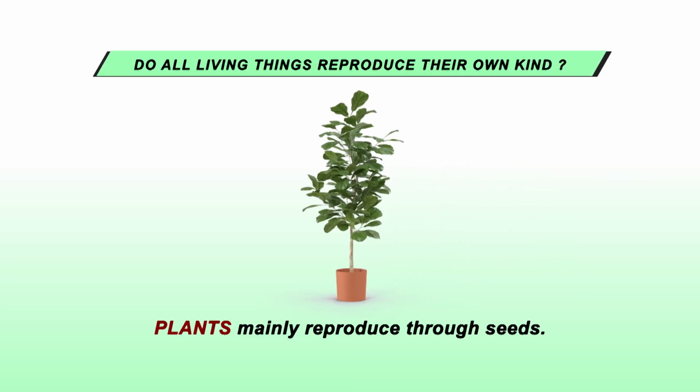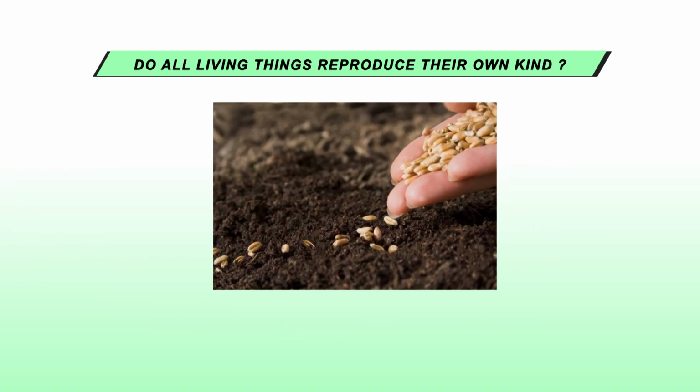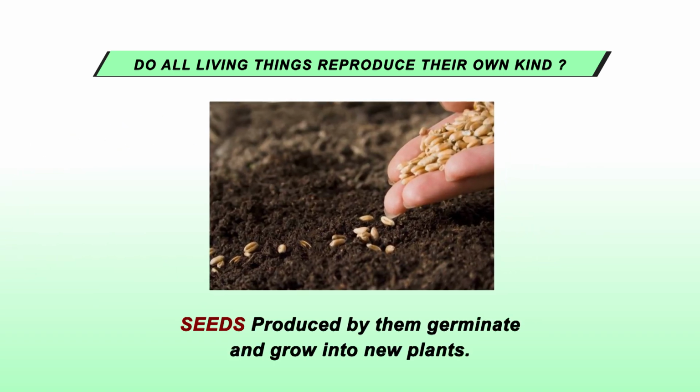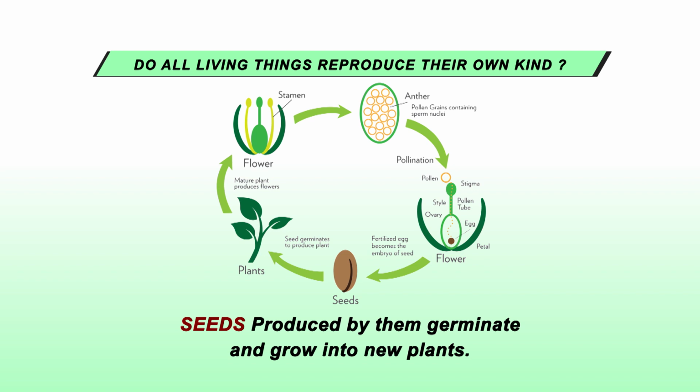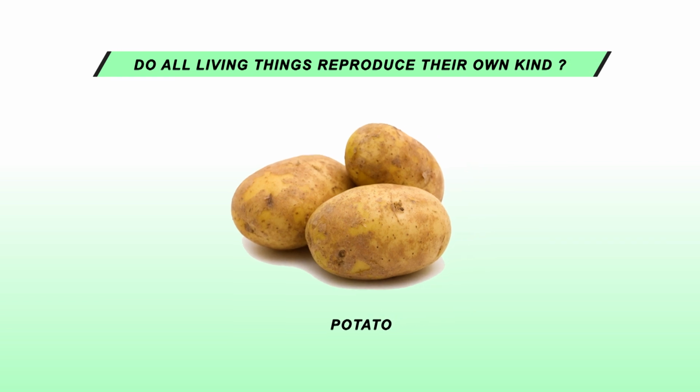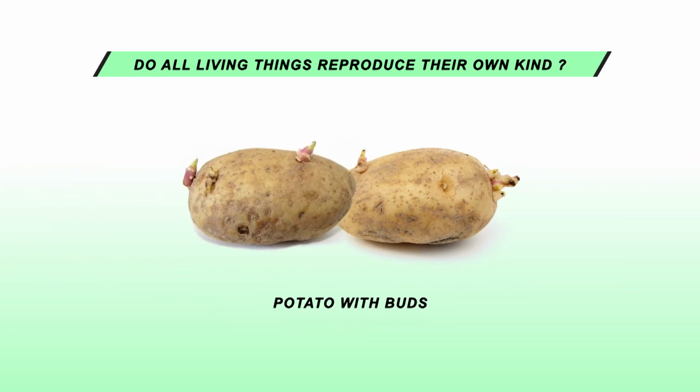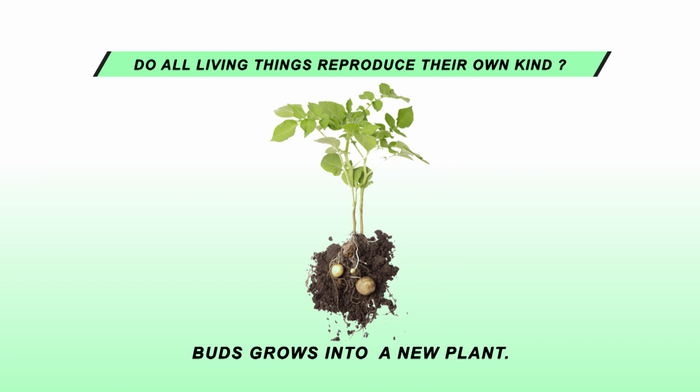Like animals, plants also reproduce. They mainly reproduce through seeds. Seeds produced by them germinate and grow into new plants. Some plants also reproduce through parts other than seeds. In potato plant, a part of a potato with bud grows into a new plant. Plants also reproduce through cuttings.